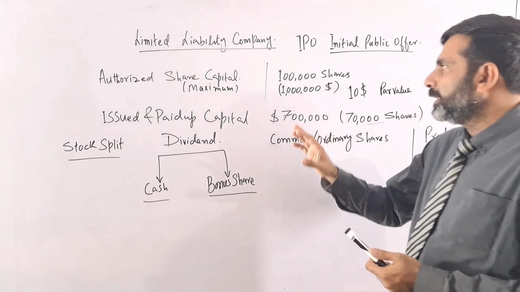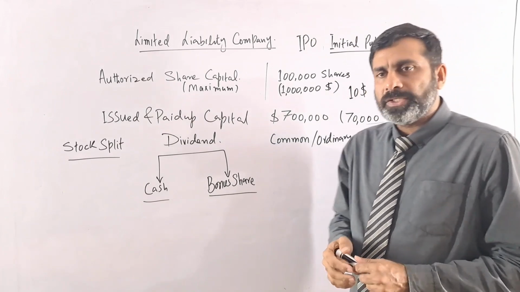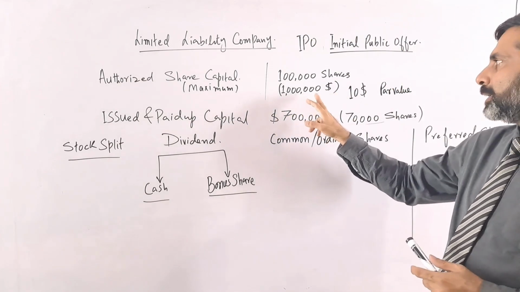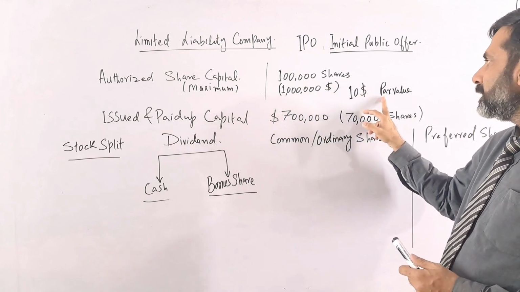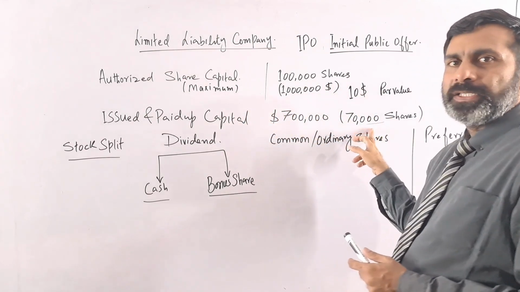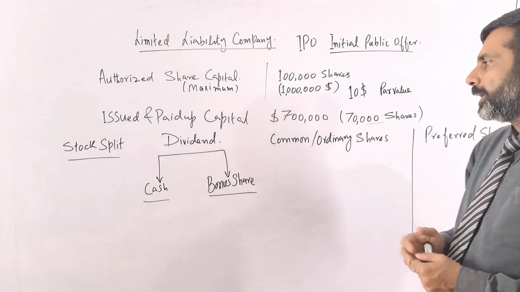So we assume that the company has a total authorized capital of how much? 100,000 shares, and the authorized capital value is 1 million. Why? Because the par value per share is $10 and the company has issued almost 70,000 shares. So they have 700,000 of issued and paid up capital.